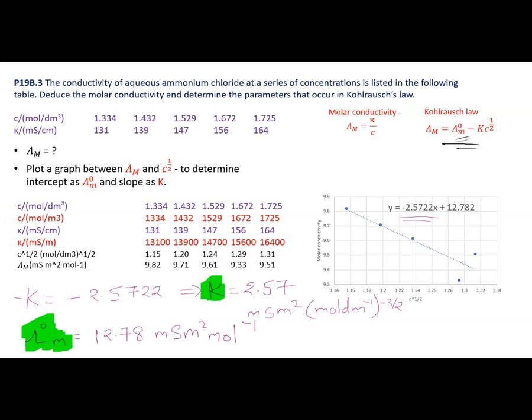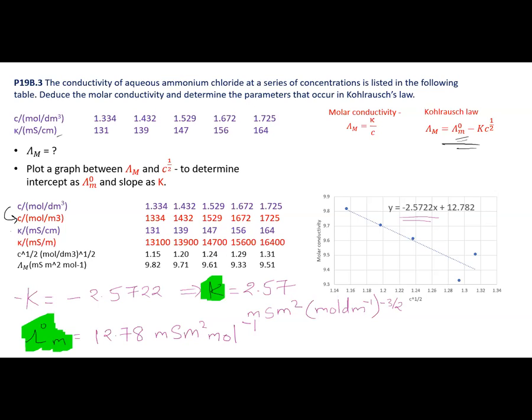So again, I check this data that's given for us. If you observe the difference between units, the concentration is given in terms of dm cube, and the kappa is given in terms of centimeters. So we need to make it common units across all the parameters. I changed the concentration from mole per dm cube to mole per meter cube. I just have to multiply it by 1,000.